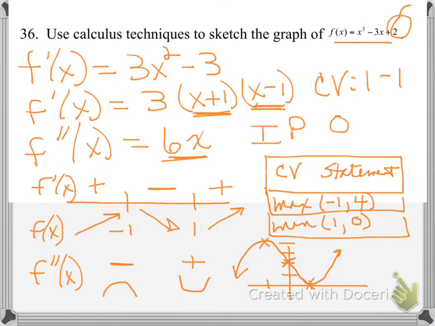So practice doing this. Don't neglect knowing how to write the critical value statement. Okay? So that's the end of this particular section.